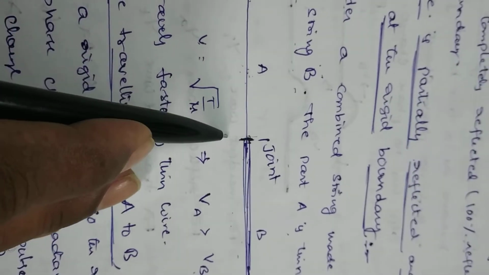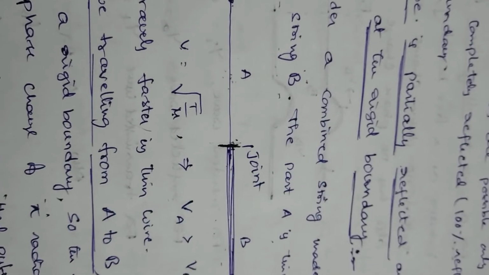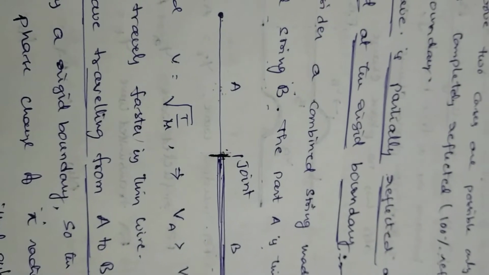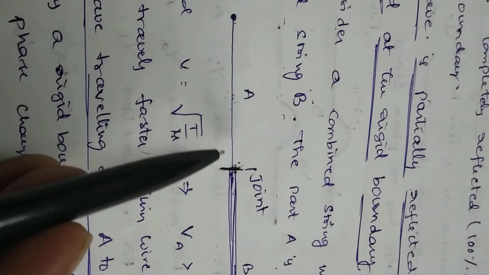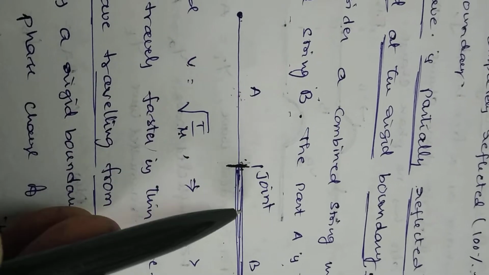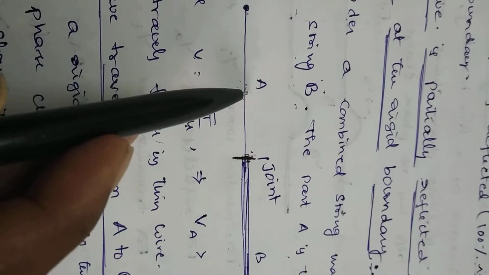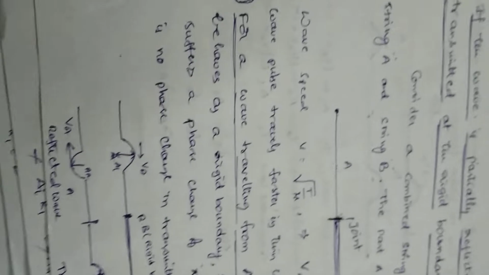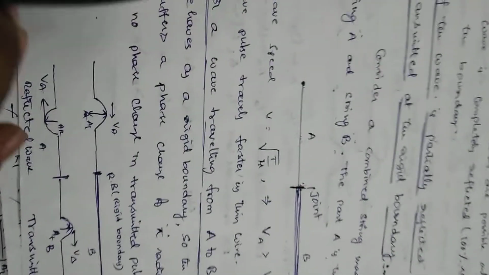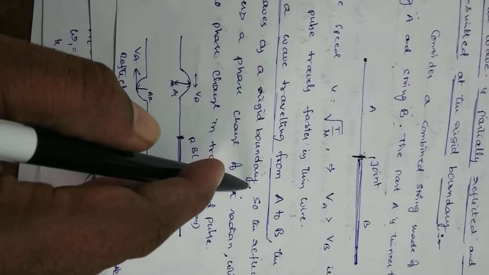And this is the denser surface. That means this end will be treated as a fixed boundary or rigid boundary. Do you understand? The wave is traveling from A to B, rarer medium to denser. At this surface the wave is going from rarer to denser, which means it will act as a rigid boundary. So for a wave traveling from A to B, the joint behaves as a rigid boundary.